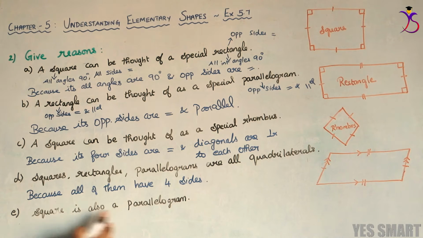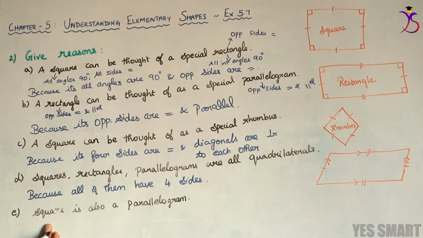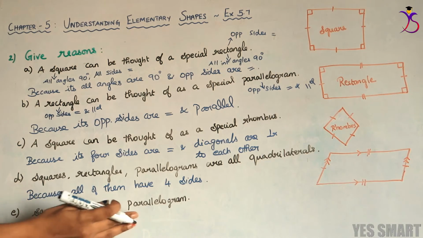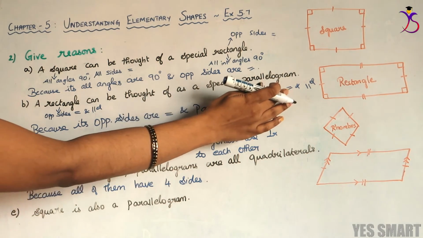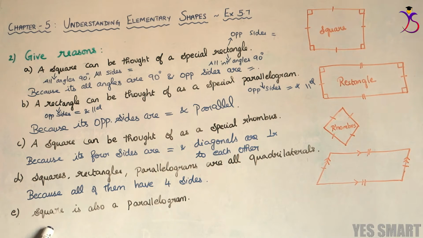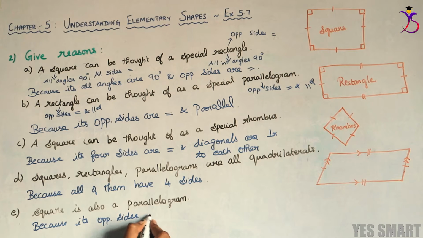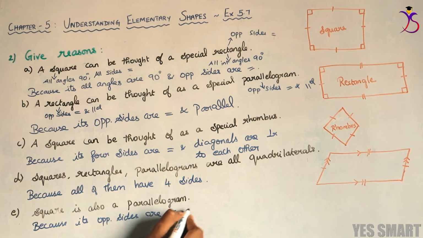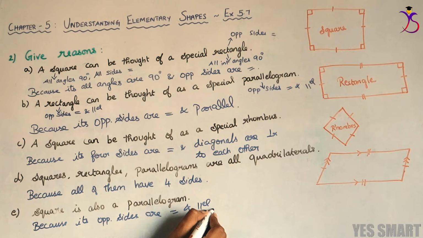Now, moving to the last one, a square is also a parallelogram. We knew the property of a parallelogram, which is opposite sides are equal and parallel. And on thinking about the property of a square, all sides are equal and opposite sides are parallel. Therefore, we can conclude that a square is also a parallelogram because its opposite sides are equal and parallel. However, in a square, if all sides are equal, that also implies opposite sides are equal.